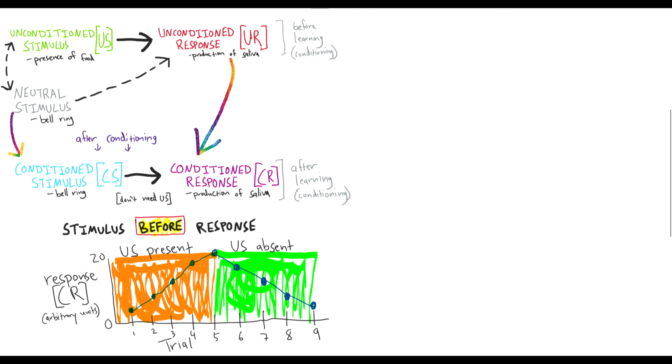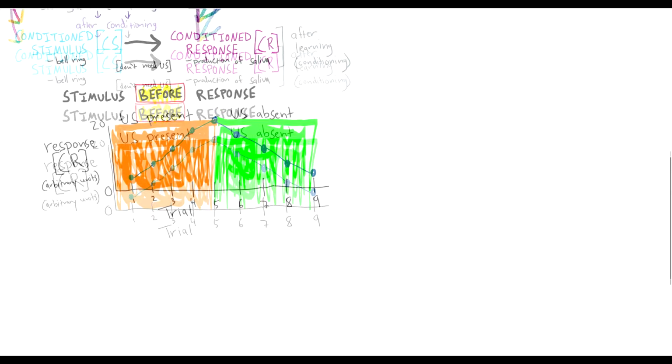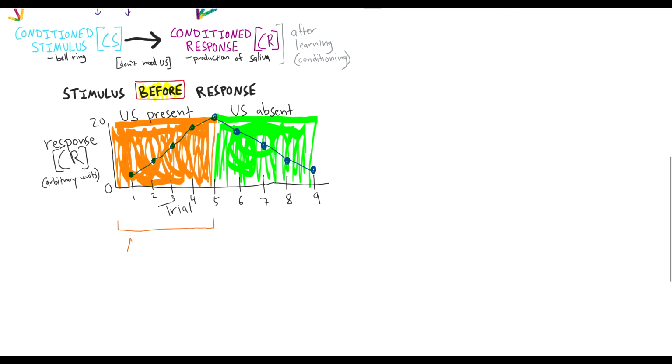So we learn an association between the US and the neutral stimulus in this orange region, and we call this the acquisition phase. We are acquiring the association. And so when we remove the US in this green region, the association between the US and the CS weakens over repeated trials. We call this the extinction phase because that association is extinguishing.